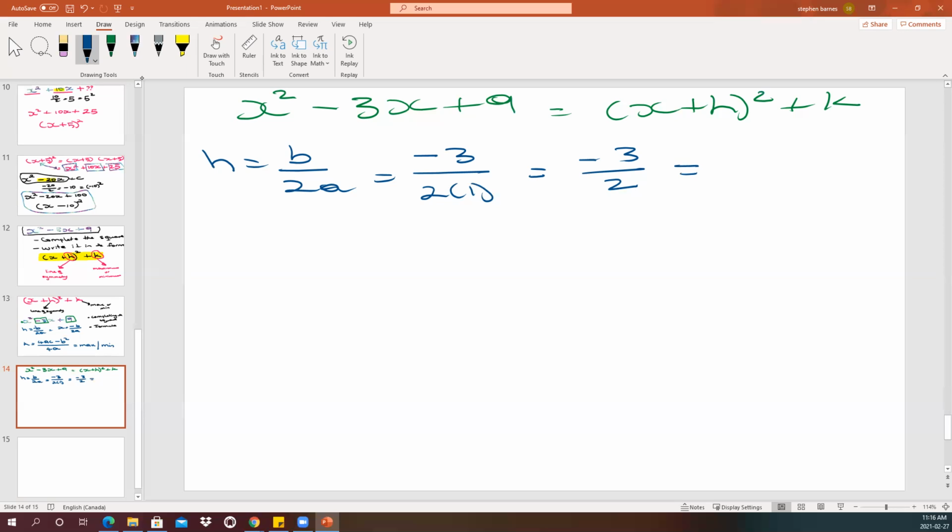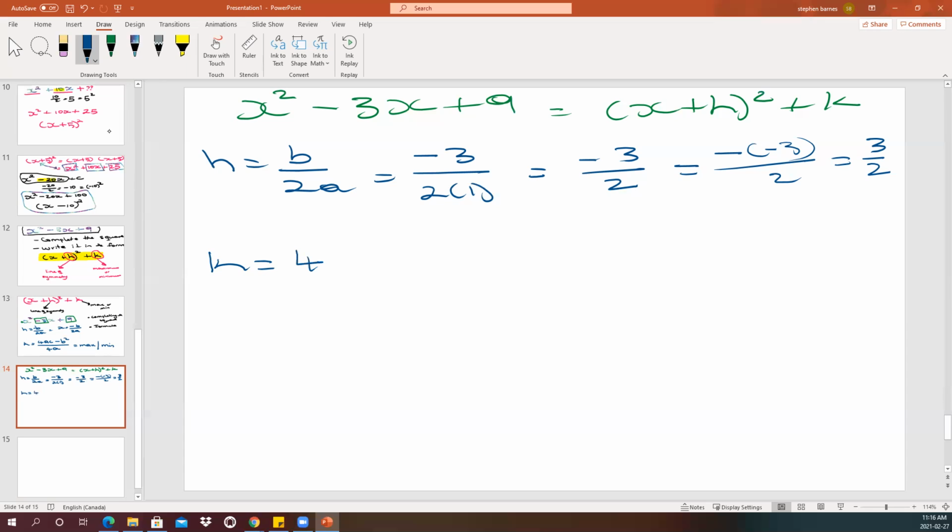And we're going to take the negative of this. So it's negative 3 over 2, that gives you 3 over 2, which is 1.5 effectively. So that is h, right? I would say h is our line of symmetry. Remember that.